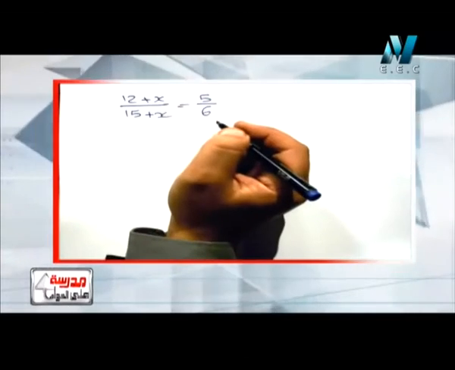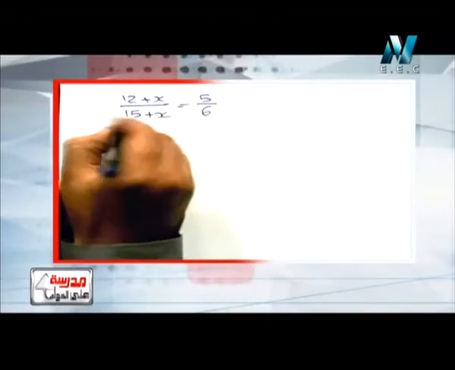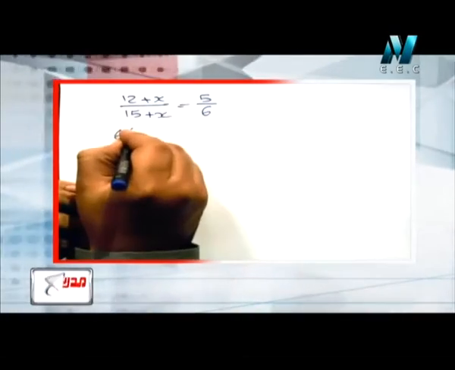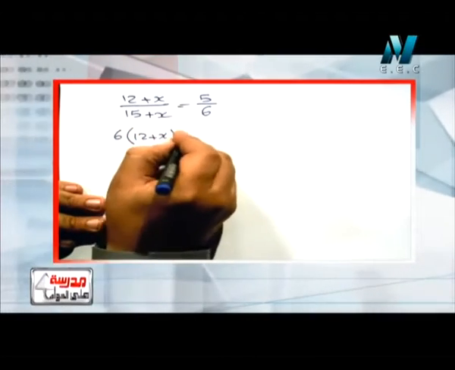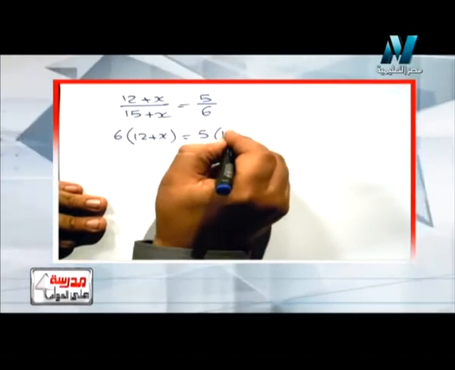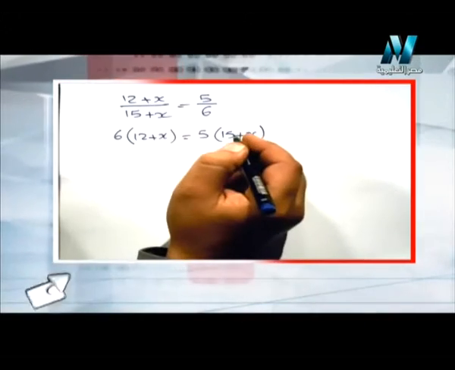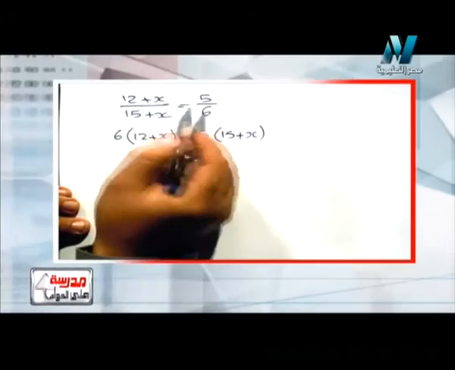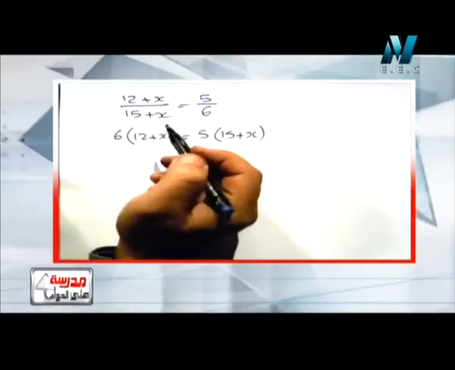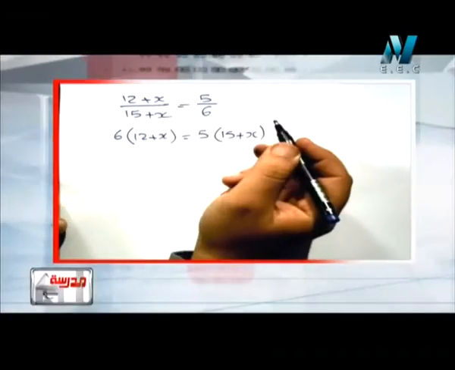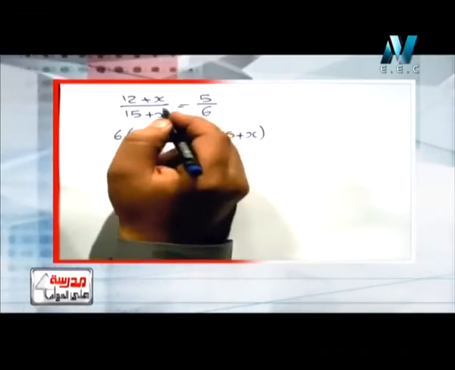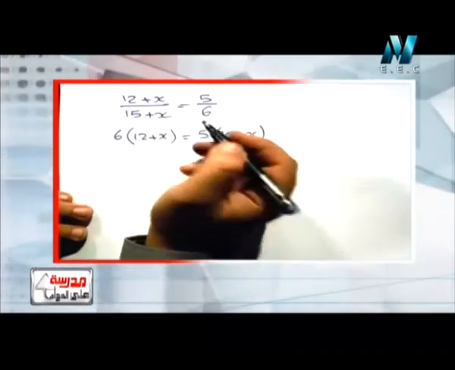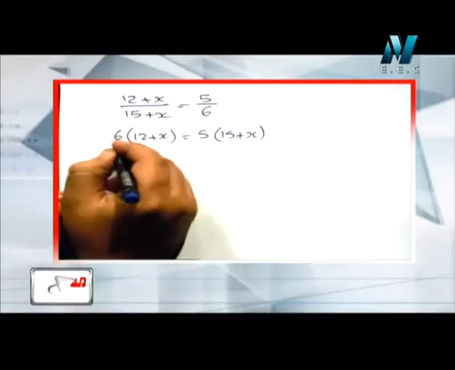Now, using the cross multiplication strategy, 6 times 12 plus x equals 5 times 15 plus x. The main name of this strategy is actually the product of means equals the product of extremes, but we use this nickname, the cross multiplication strategy, as some students know this property this way. So I'm going to use the distributive property now.